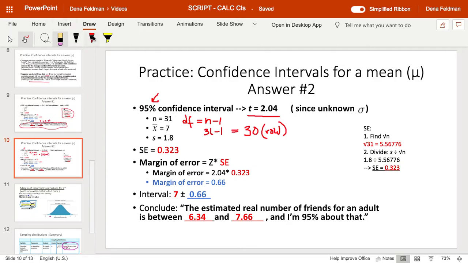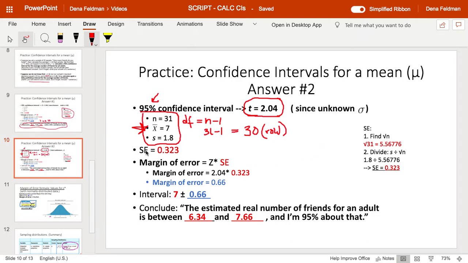So then I take these statistics, these numbers that were given to me, and this number that I determined, and then I do my calculations the same as last time. I want to ultimately find a margin of error, which I can add to or subtract from the point estimate, this 7.